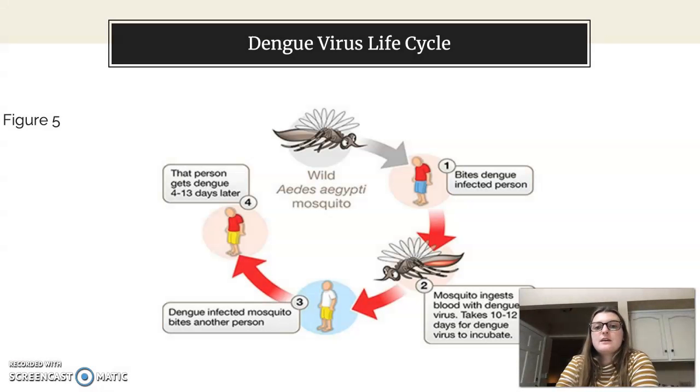Here we can see the life cycle. So a wild Aedes aegypti mosquito will bite someone who is infected with the virus. So this means that the mosquito is ingesting the blood and therefore ingesting the virus. It takes 10 to 12 days for the virus to incubate in the host. And if the mosquito is infected with dengue, it will bite another person and that will infect them. And they'll get the fever in about 4 to 13 days.